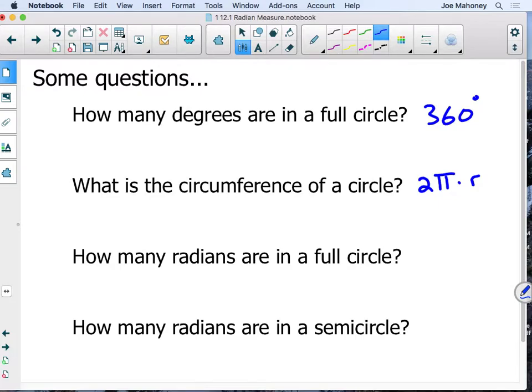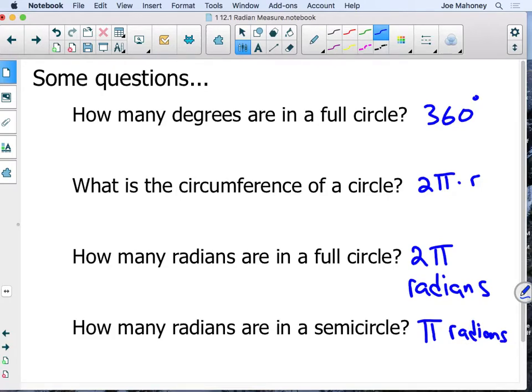So now, how many radians would there be in a full circle? Well, remember, whatever the radius is, that's the radian in terms of the arc length in the measure. So really, there's a total of 2 pi radians in a full circle. So a full circle has 2 pi radians. So then in a semicircle, which is half of a circle, there are pi radians.